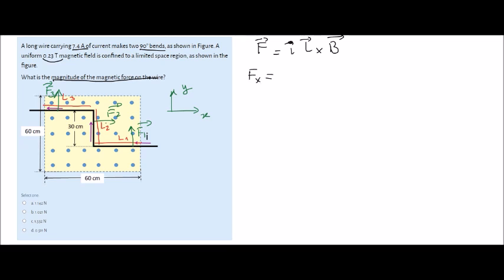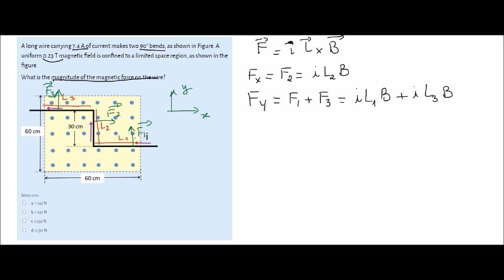Fx, that's F2, which equals I L2 times B sine 90 degrees. So 1. I L2 times B. L2 is given, 30 centimeters. Good. What is Fy? F1 plus F3. Okay, they are in the same direction, of course. So I L1 times B plus I L3 times B.